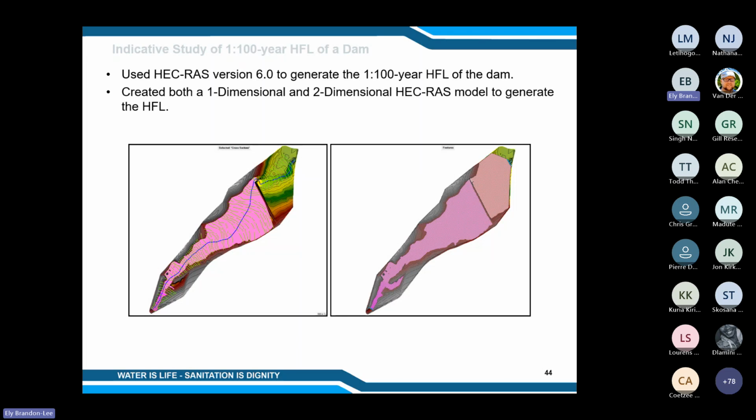The figure shown illustrates the difference between the 1D and 2D ECRES models, where with the 1D model, a river is drawn through your dam along with cross sections as shown by the green lines. And the 2D model consists of a 2D mesh which is drawn over the dam.